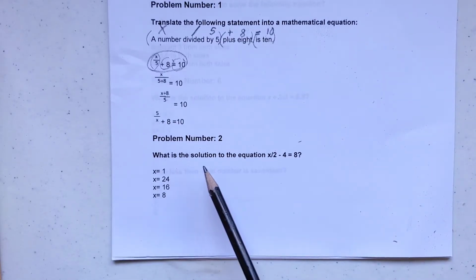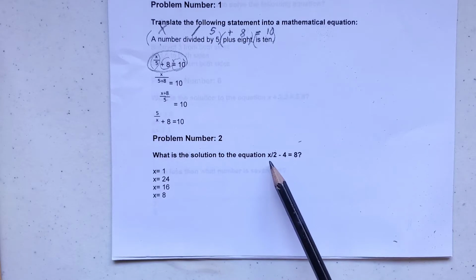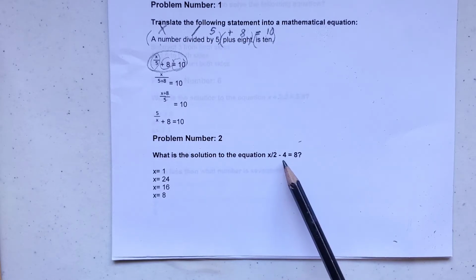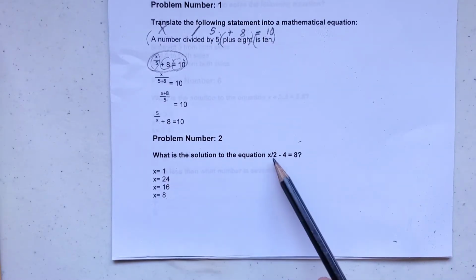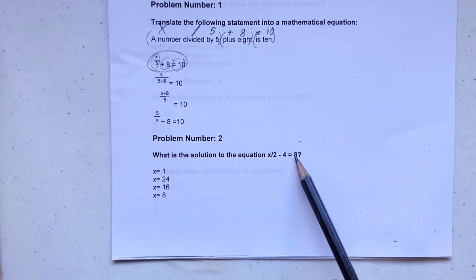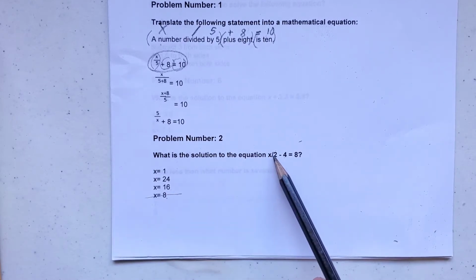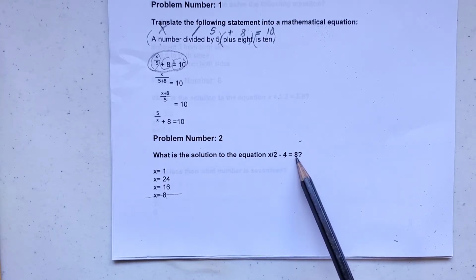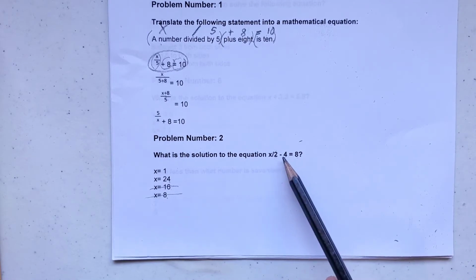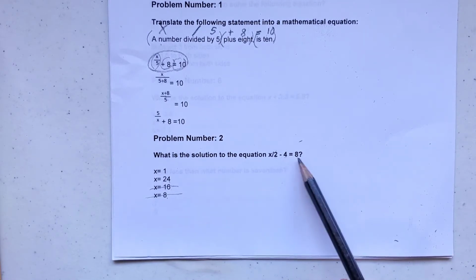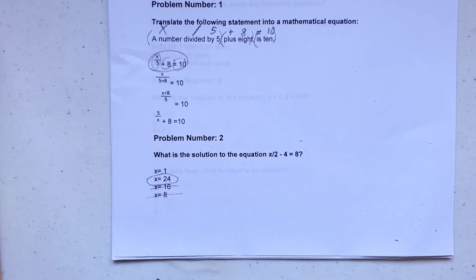Problem number 2, what is the solution to the equation a number divided by 2 minus 4 equals 8? Okay, so we can take each of these numbers here and divide them by 2. 8 divided by 2 is 4. 4 take away 4 is 0. It's not that one. 16 divided by 2 is 8. 8 take away 4 is 4. It's not that one. 24 divided by 2 is 12. 12 take away 4 is 8. Okay, so it would have to be this one.